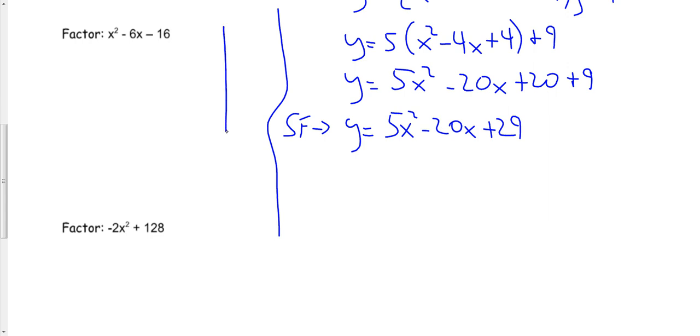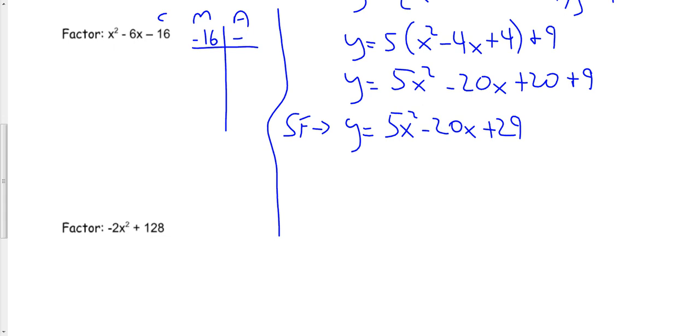So I know that in my MA chart, I'm looking for 2 numbers that are going to multiply to this c value. So they have to multiply to negative 16, and at the same time, they must also add to the b value, negative 6.